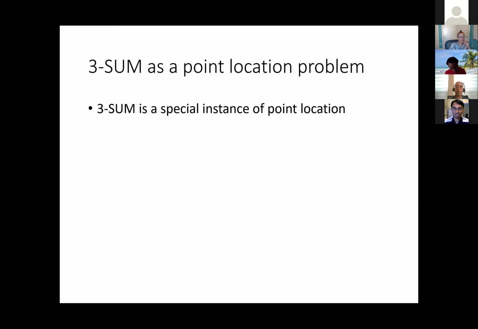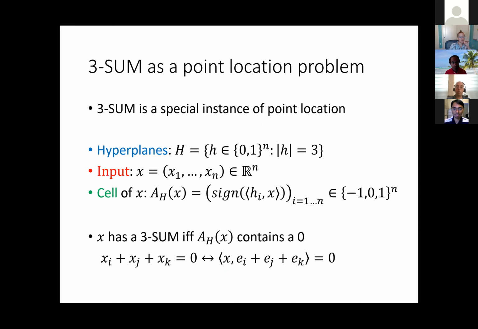Again, let's focus on 3SUM. And I'm claiming 3SUM is really a special instance of this point location problem that we've seen in the first part of this talk. Why? So here's how to formulate 3SUM as a point location problem. So first the input. I'm going to think of my input not as n numbers, but I'm just going to collate them as one vector in R to the n.